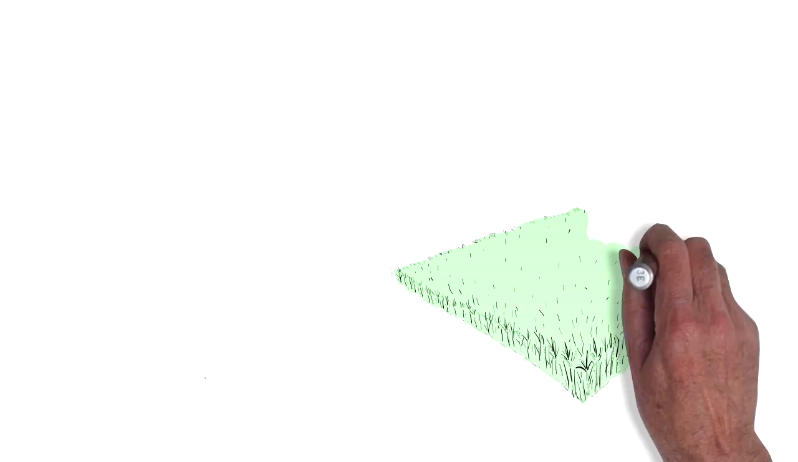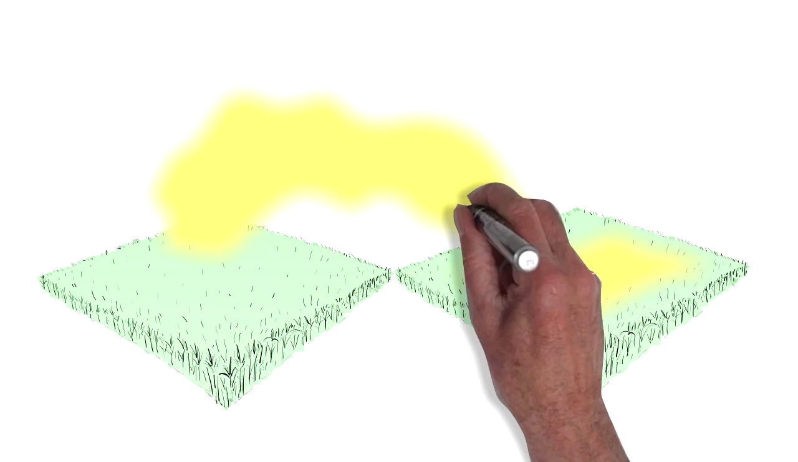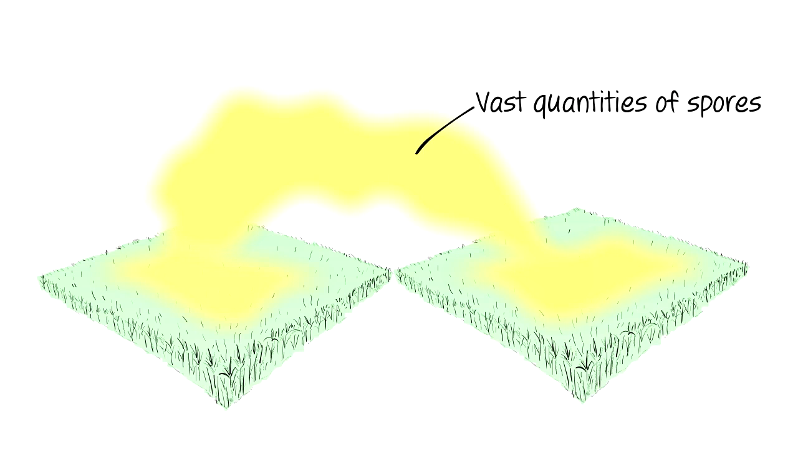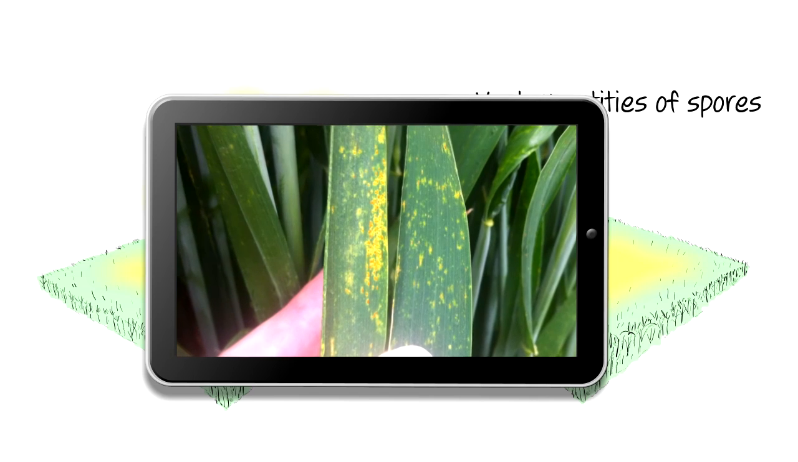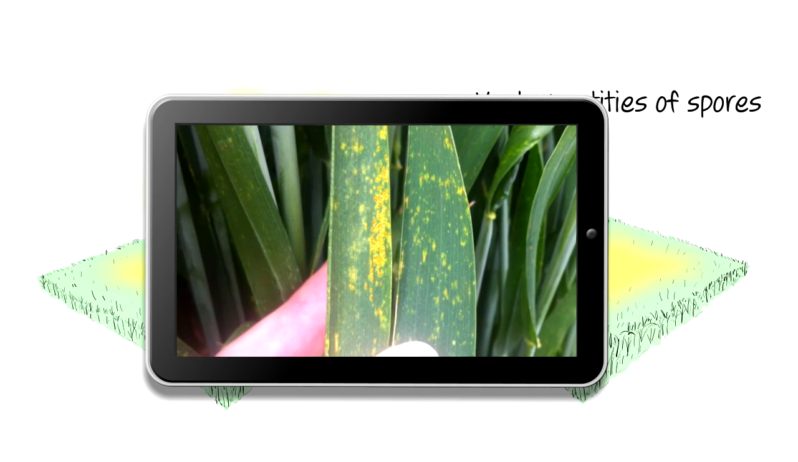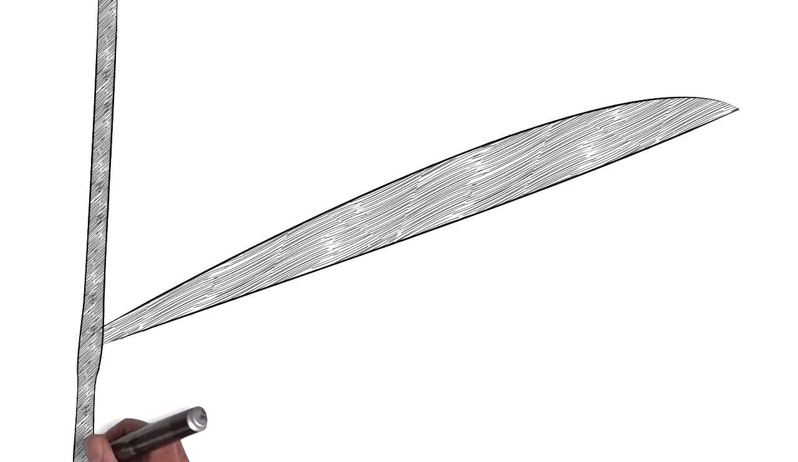The rust fungus replicates by producing vast quantities of spores, which can be carried by the wind over great distances. And if you start to see signs of the disease in the crop, it is already too late, as we shall see. The method the spores use to penetrate the leaf is complex and quite extraordinary.